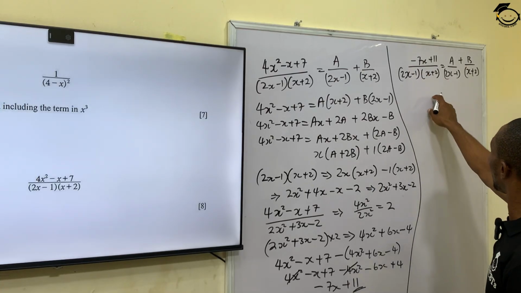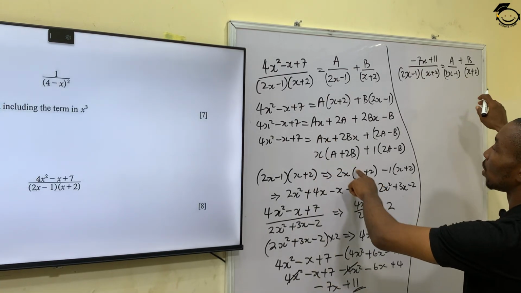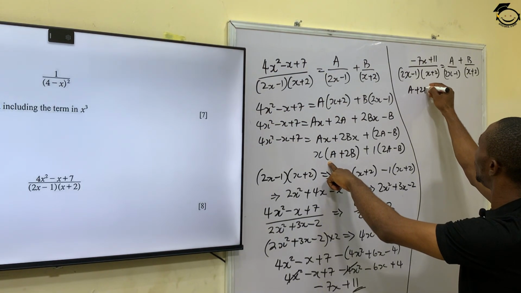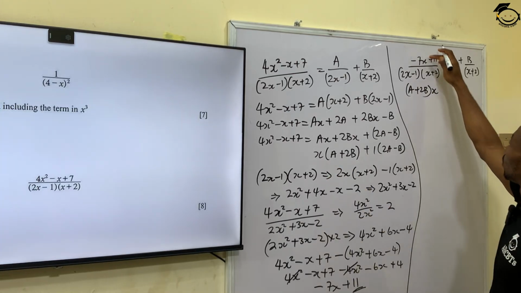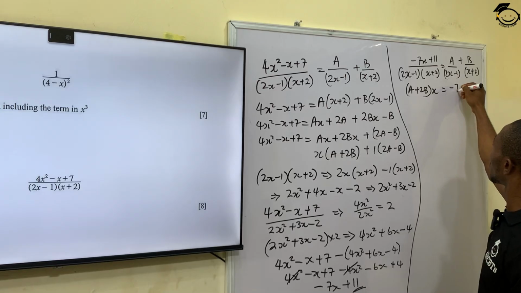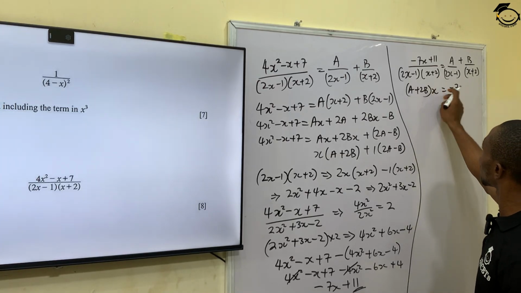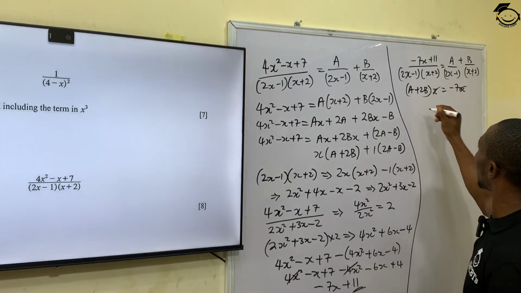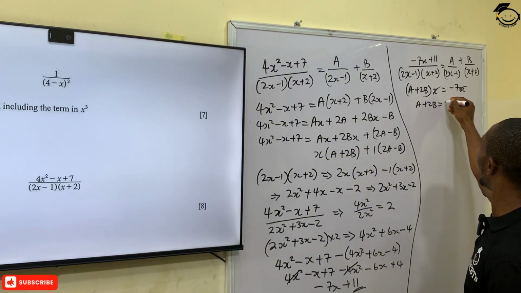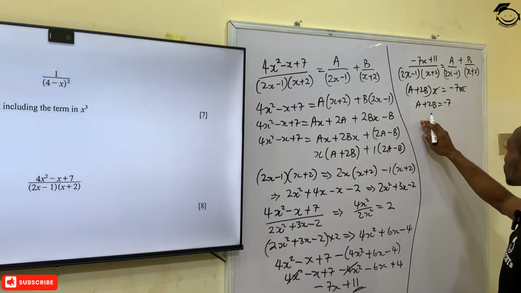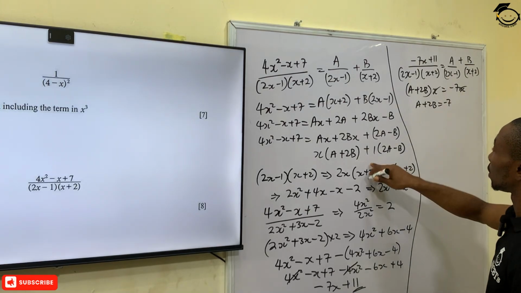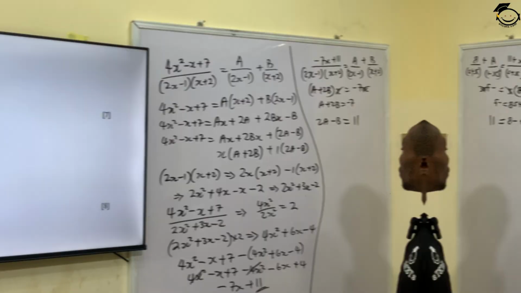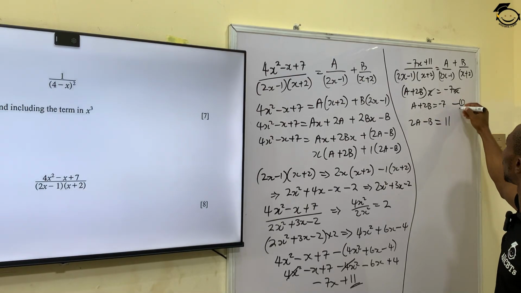Now, if we look at this, we can now record that from here, we have our x, a plus 2b bracket x, which will give us minus 7. Okay, that's the coefficient of x. So a plus 2b equals minus 7x. So if we cancel out our x, our a plus 2b will give us minus 7. Now from our other part, here we have 2a minus b would give us 11. From here, let's call this equation 1, equation 2.